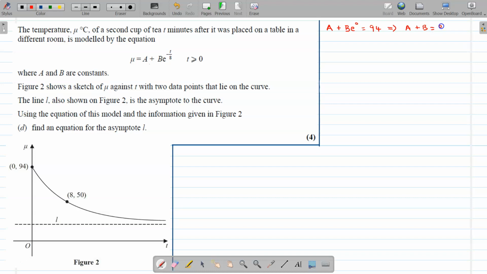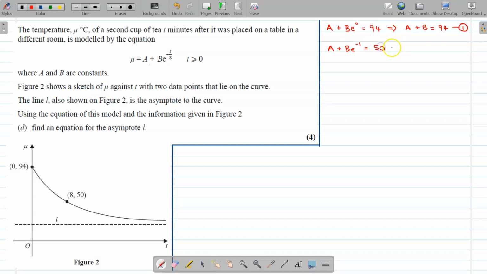A plus B equals 94. Okay, and that's equation 1, I'm going to call that. Then I can do the same sort of thing for the point 8, 50. So A plus B e to the power of, now this time t is 8, so it's negative 8 over 8, which is negative 1, and that equals 50.